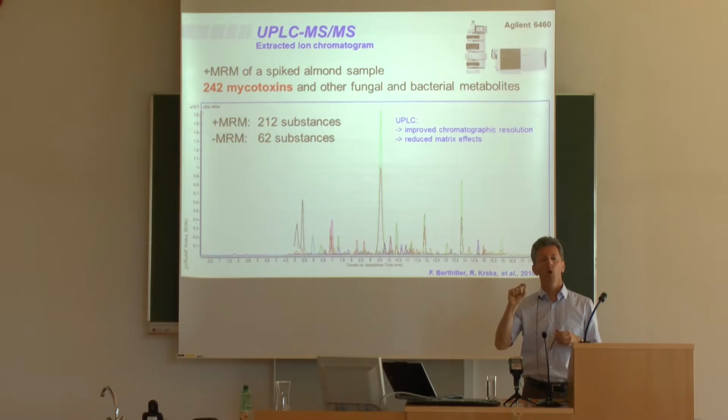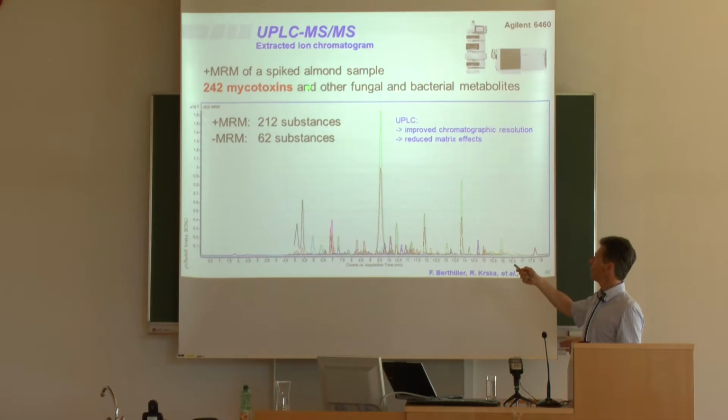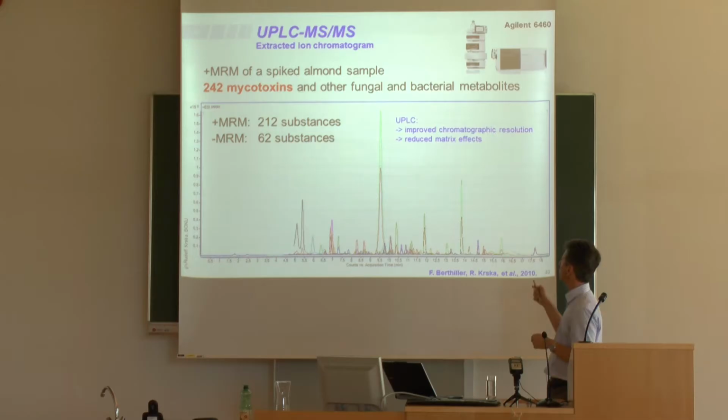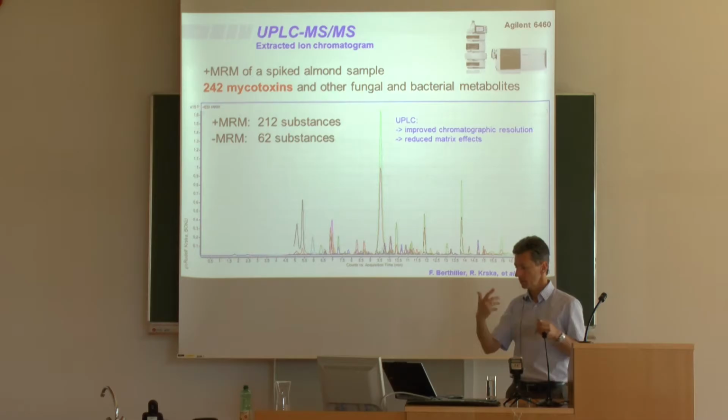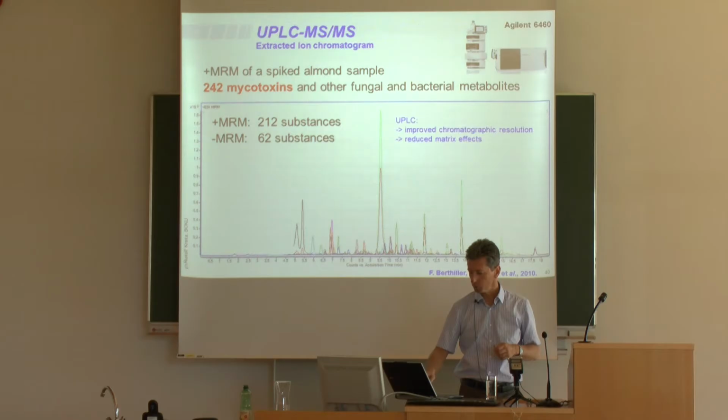This is another example with UPLC, the next generation of LC, ultra performance liquid chromatography, with even smaller columns and even smaller diameters, where Elisabeth Varga has developed a method which covers 242 mycotoxins and other fungal and bacterial metabolites, where we had improved chromatographic resolution. That is actually with an HLN instrument. All the other measurements were performed with instruments from Applied Biosystems, and that method was also published only recently.